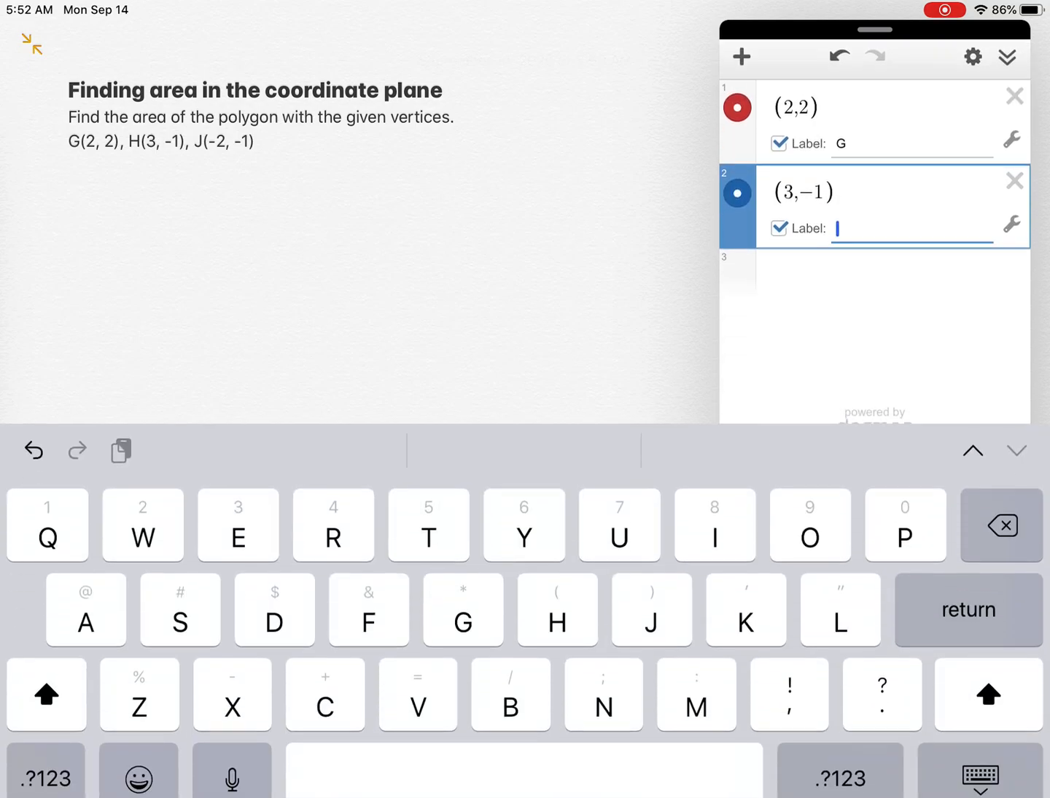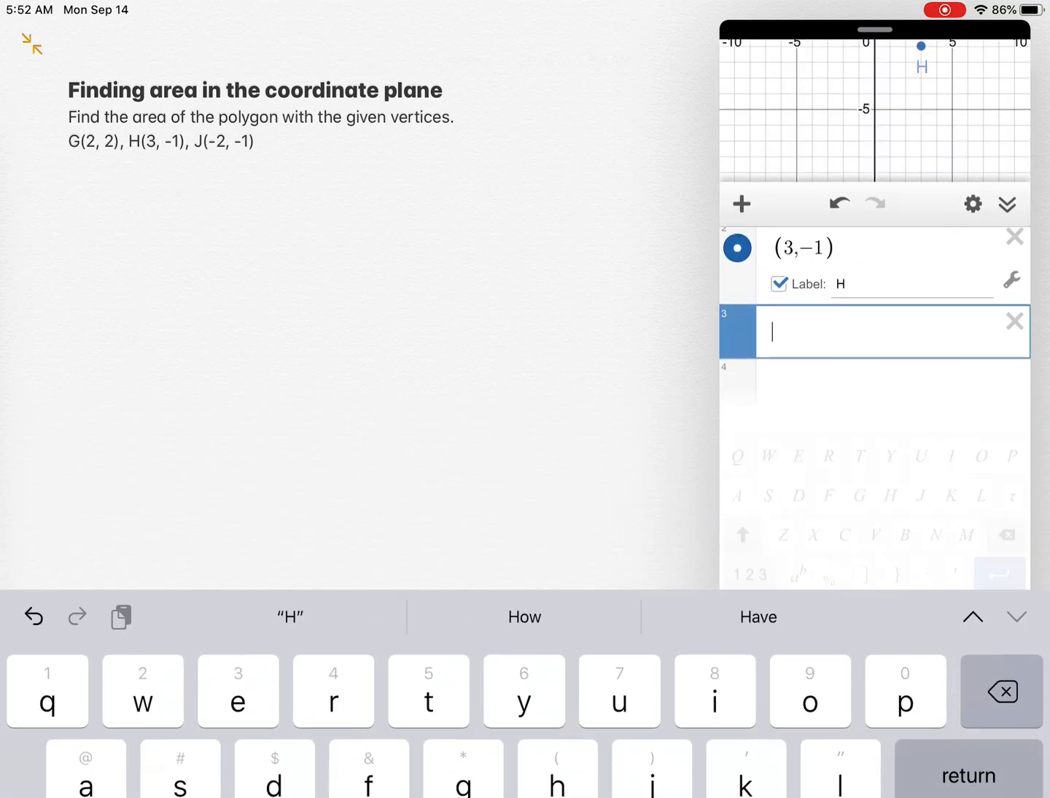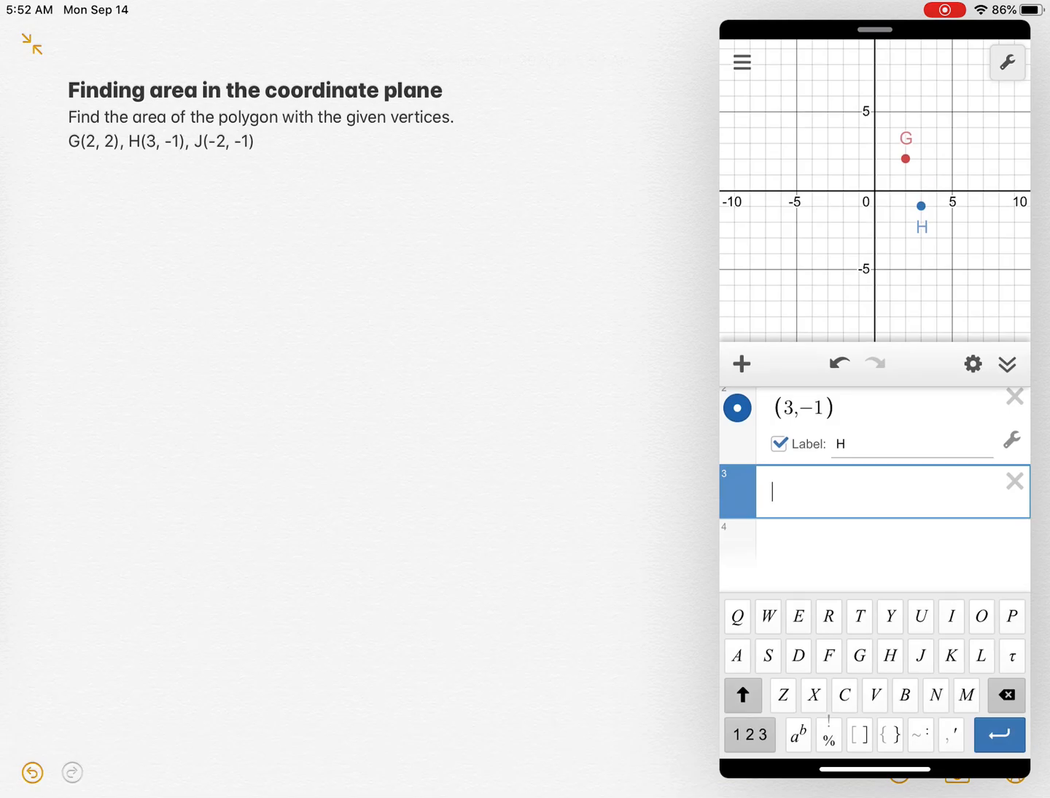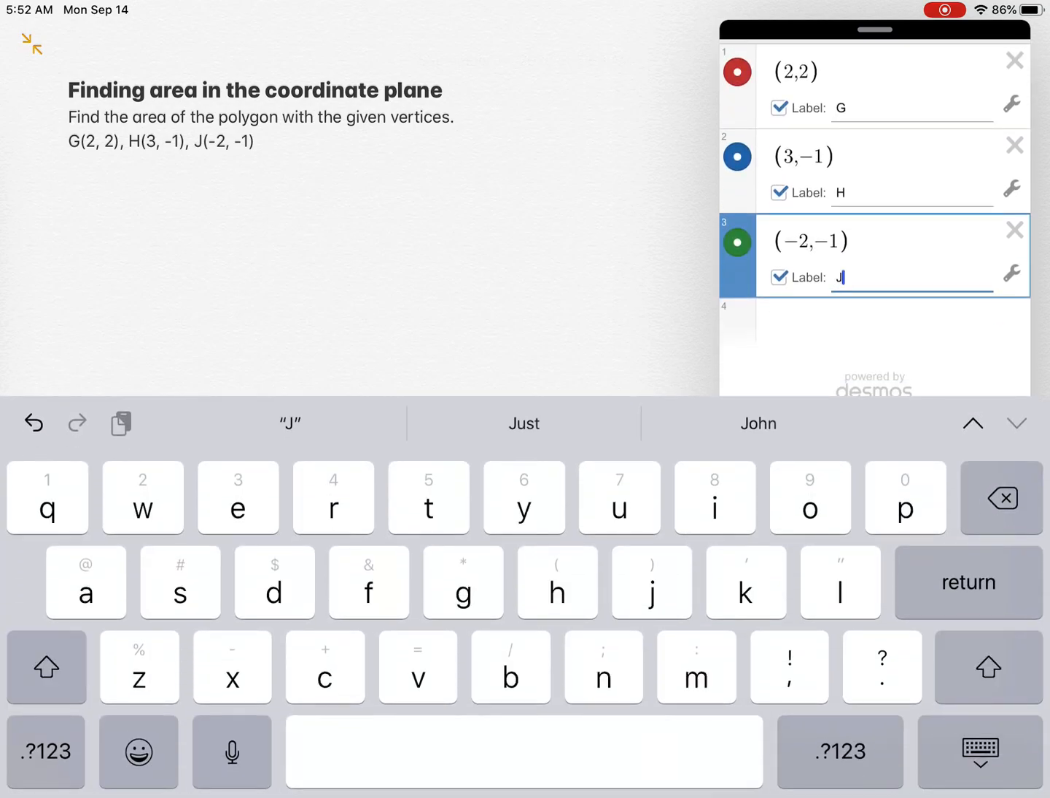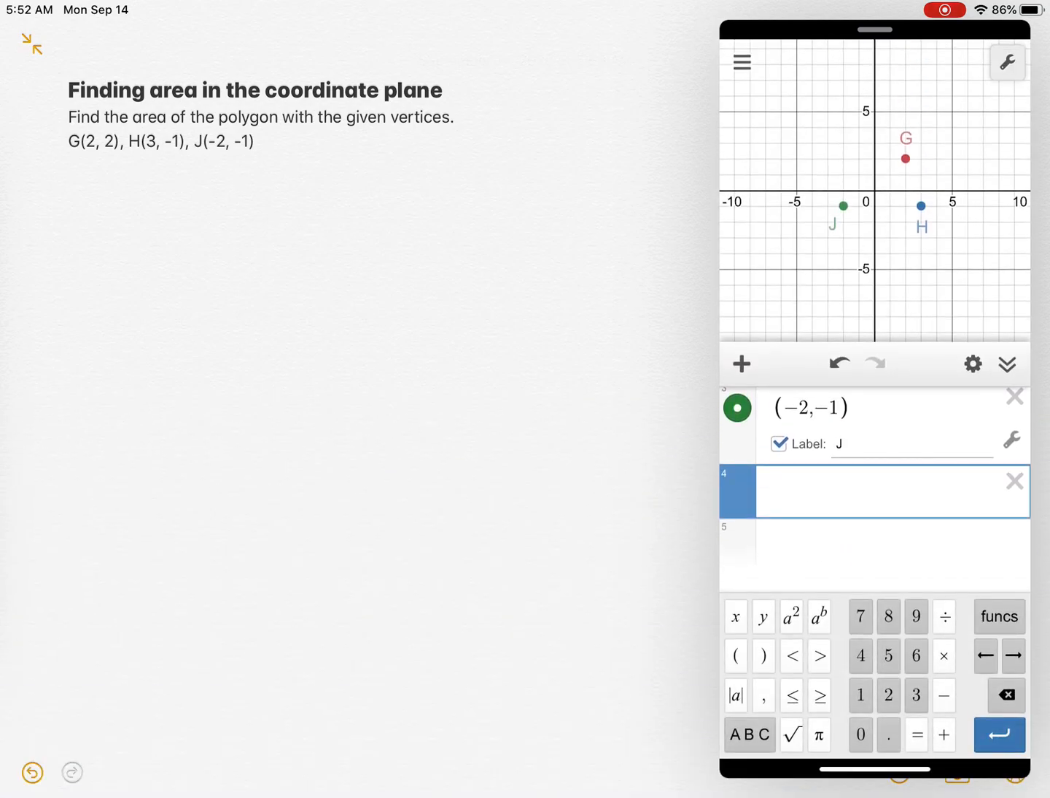Oops, I did that in the wrong spot. Okay, make sure when you want to label it, you actually click that label line. And then last but not least, our last point, -2, -1, which if we want to label that is J. Okay, so we have a triangle here.